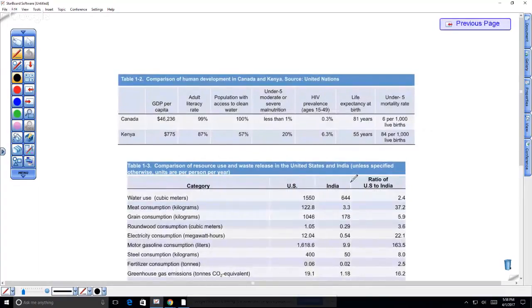Okay, so this just looks at some other things. Let's look at education. Canada has a pretty high literacy rate, but so does Kenya. That's kind of interesting, right? Population with access to clean water: 100% in Canada, 57% in Kenya. Nutrition, HIV prevalence, life expectancy at birth, and then the mortality rate. All of these are measurements of human development, right? And we'll talk about the different stages of populations as they go through different stages of development.